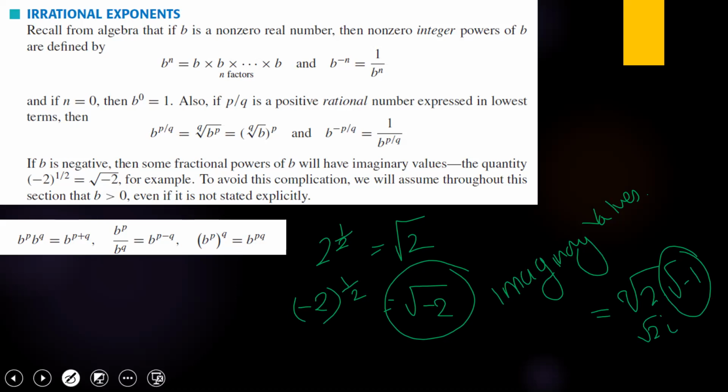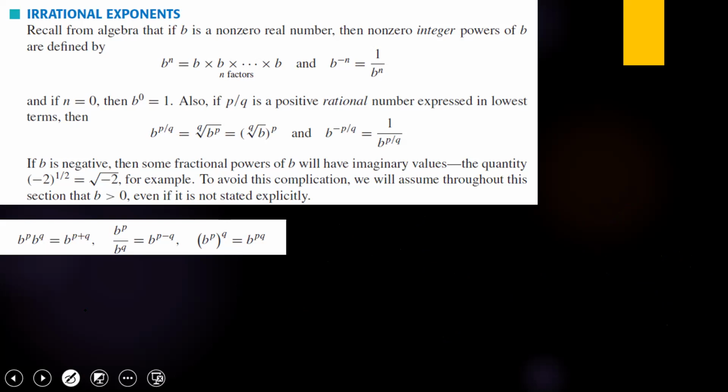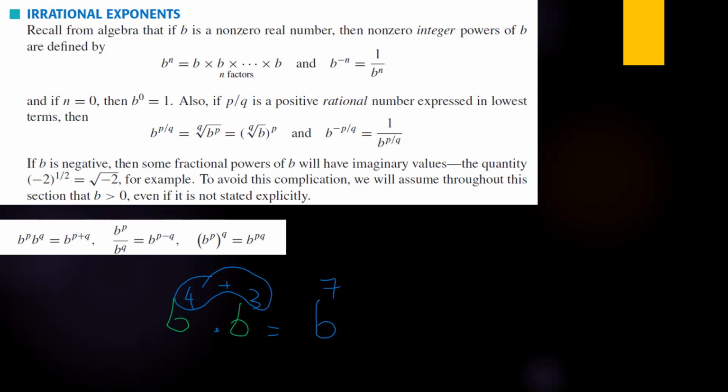Now let's continue here, or let's revise the properties. Now, if you have two bases that are the same, and they are multiplied, and they have different exponents like 4 and 3, when you multiply them, what do you have to do? You have to add the exponents. So we say 4 plus 3, which is 7. It will be b to the power 7.